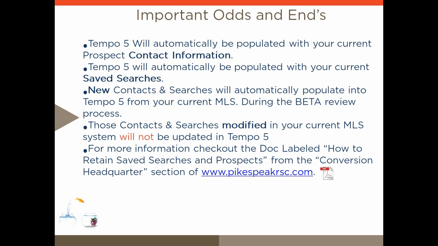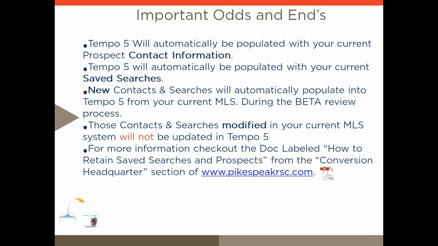So again, if you enter something, you don't have to double enter it into the Tempo 5 system as well. You can just enter it into Tempo 5, because those contacts are not going to go away when your current system does go away and you're just using Tempo 5. Those contacts will remain in there. So if you want to start exclusively using it for contacts and start saving your searches in there, you're more than welcome to do that, and actually that's not a bad idea at all.